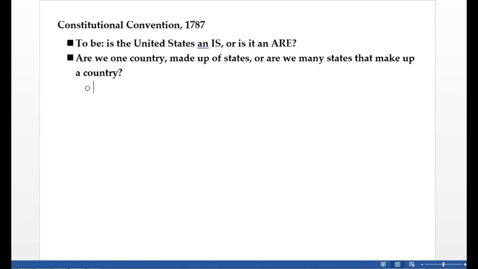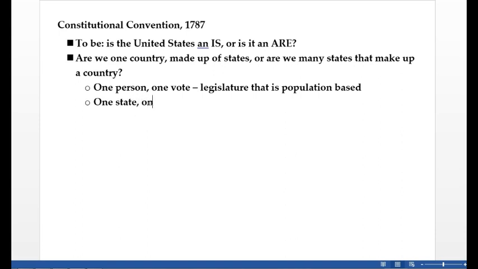If we're one country, then our representation should be by our people, which is to say, one person, one vote. Or at least one person has a piece of a vote. Therefore, we'd have a legislature, the lawmaking part of the government, that is population based. So you'd have one representative for every 670,000 people. Or one state, one vote. Legislature would have equal representation for each state.